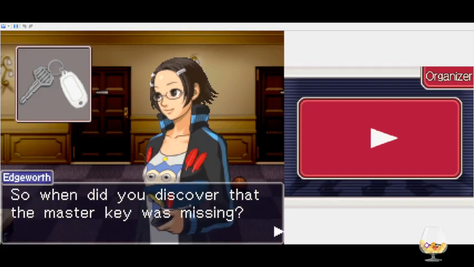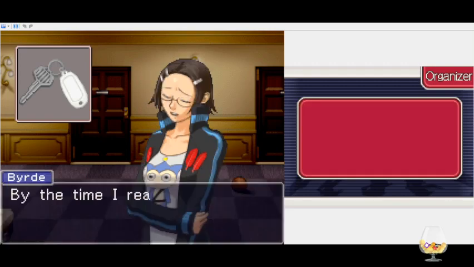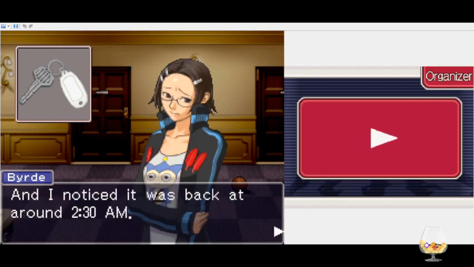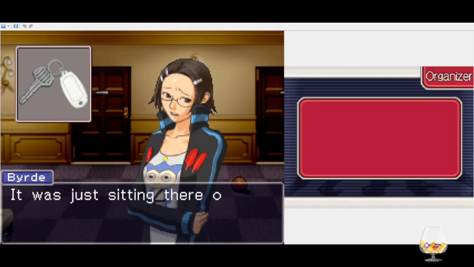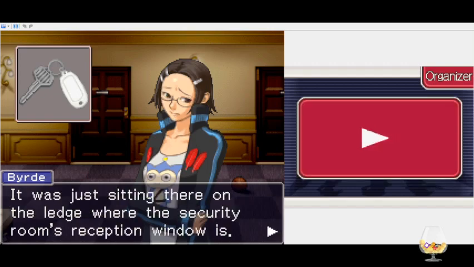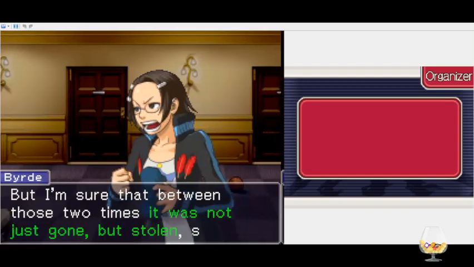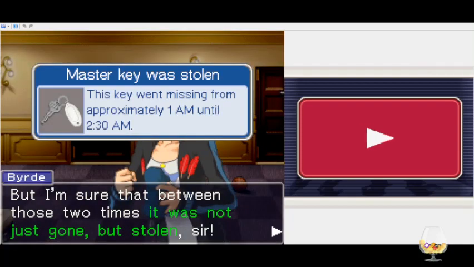So, when did you discover that the master key was missing? By the time I realized it, I think it was around 1 AM, sir. And I noticed it was back at around 2:30 AM. It was just sitting there on the ledge where the security room's reception window is. But I'm sure that between those two times, it was not just gone, but stolen, sir.